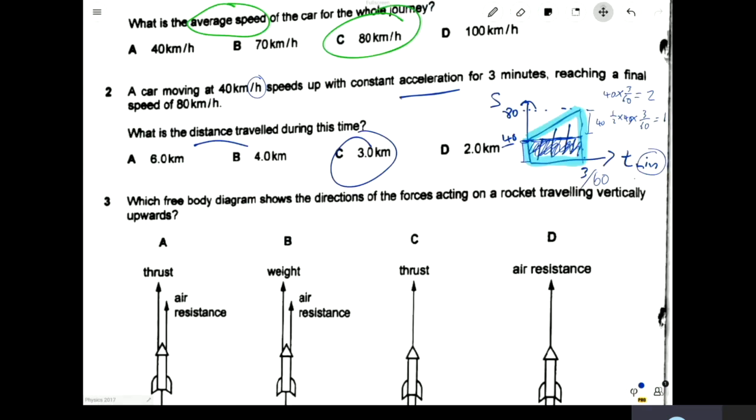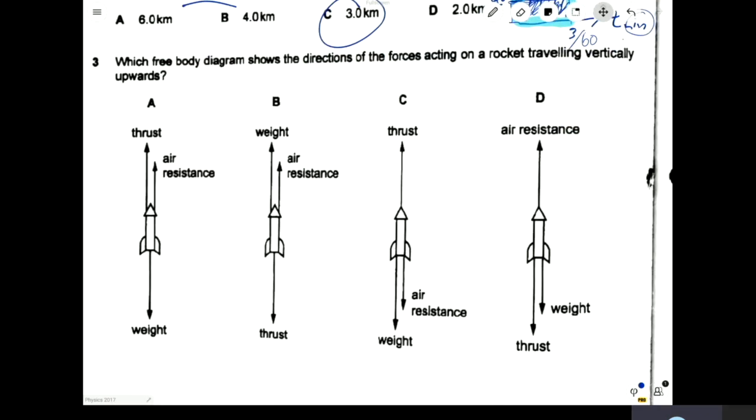Which free body diagram shows the directions of the forces acting on a rocket traveling vertically upwards? So this rocket is traveling vertically upwards. Should be C. Thrust is pushing it upwards, while the air resistance and the weight of the rocket are pulling it down.